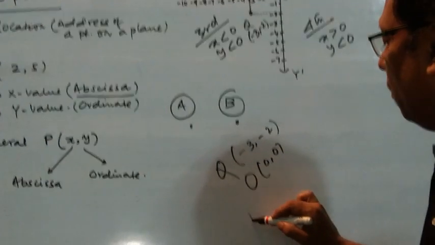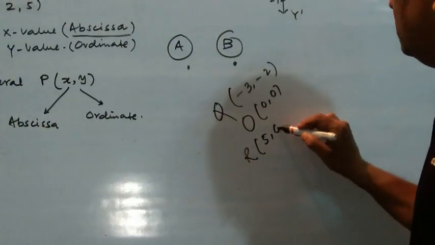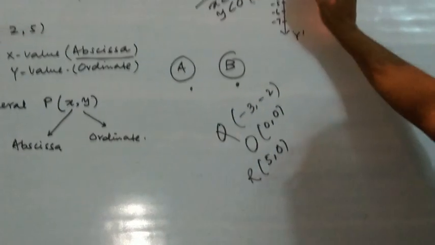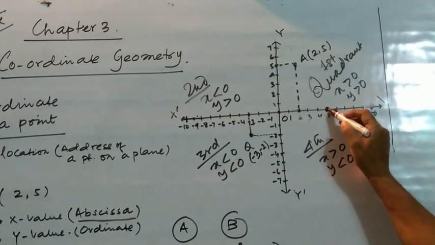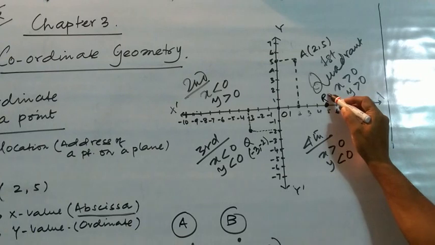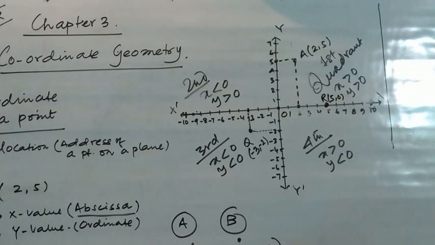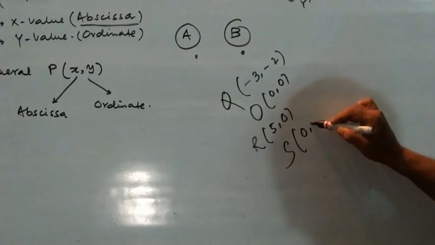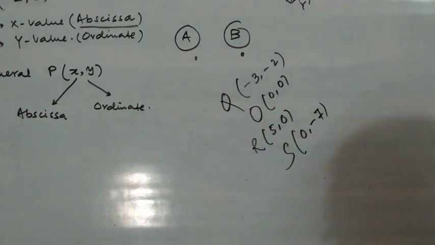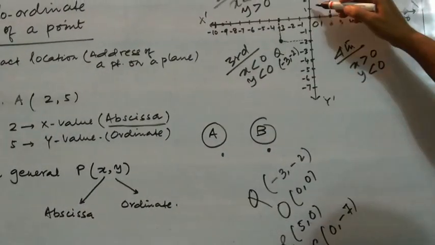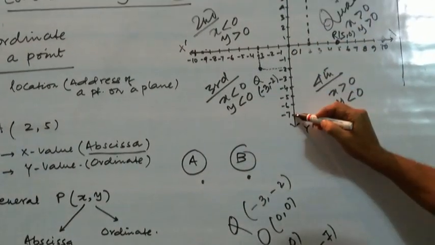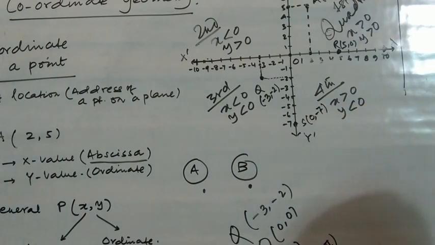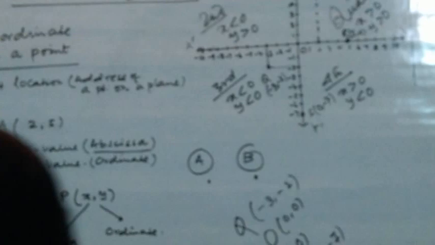Suppose I write a point R whose coordinate is 5, 0. Abscissa 5, ordinate 0. That means 1, 2, 3, 4, 5. This very point is known as R, whose abscissa is 5, ordinate 0. Now I write a point S, which is 0, -7: abscissa 0, and y is equal to -7. This very point will be your point S, 0, -7. In this way, any point can be plotted on the coordinate axis.